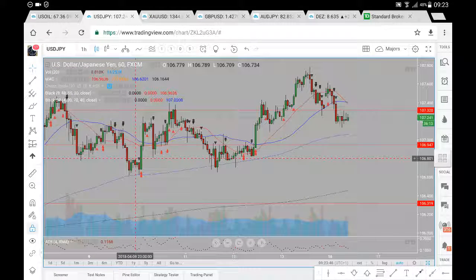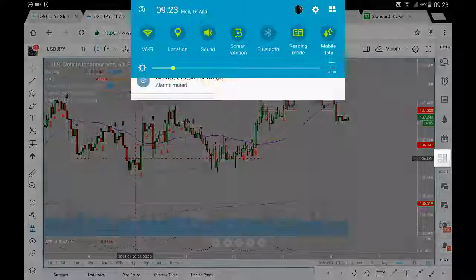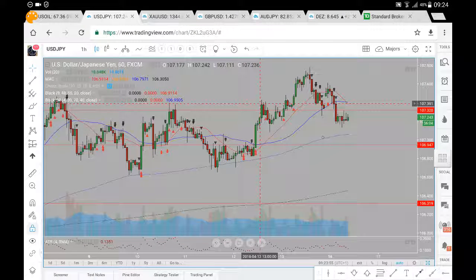So this is the US dollar Japanese yen analysis for Monday the 16th of April. Now let's have a look at what prices have been doing and where prices may likely go. On the US dollar Japanese yen, we've been in a bit of a range here.